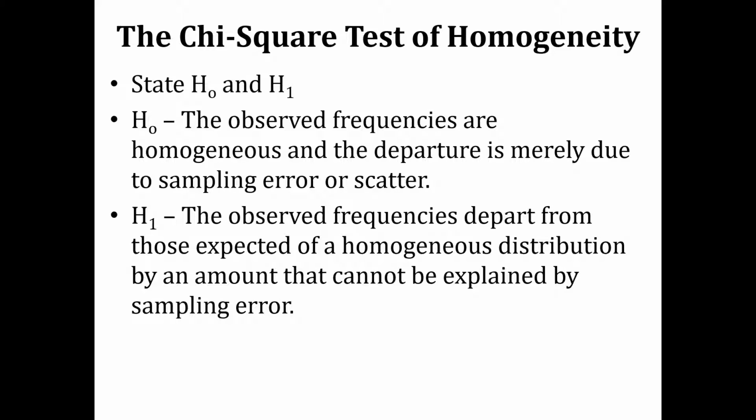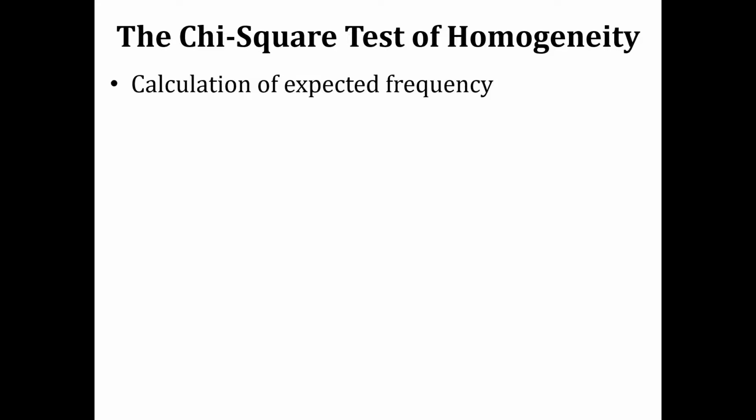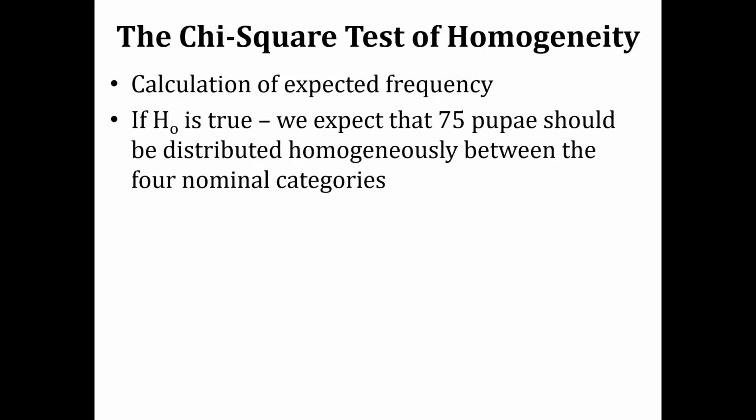The alternate hypothesis is that the observed frequencies depart from those expected of a homogeneous distribution by an amount that cannot be explained by sampling error alone. So in the alternate hypothesis, we're assuming that this difference is significant enough not to be accounted for only by sampling error. So these are our null and alternate hypotheses. What is the next step? The next step is calculation of expected frequency on the basis of the null hypothesis that we have stated.